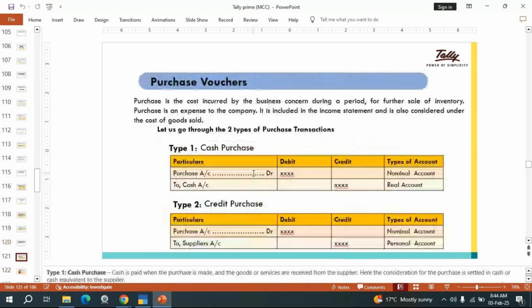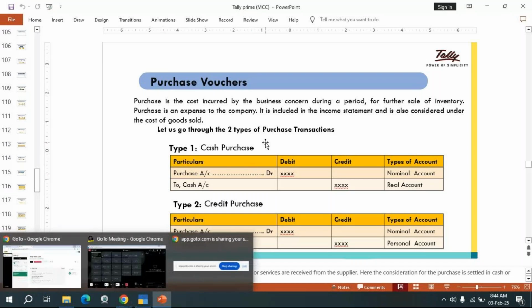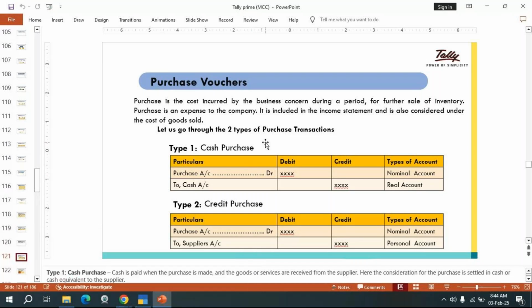Yeah. So in the last class, we discussed the purchase voucher. When we purchase products from our suppliers, we have two types of purchase transactions: one is cash purchase, another is credit purchase. While purchasing a product, if I give the payment in the form of cash, that is called a cash purchase option. Suppose I give a bank check, that is called a bank purchase option also.